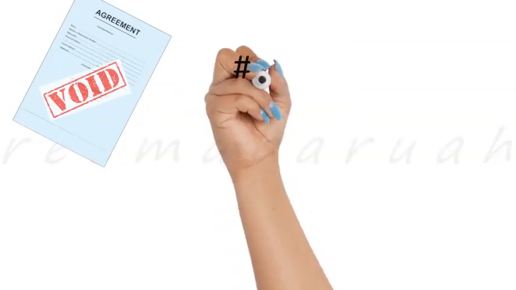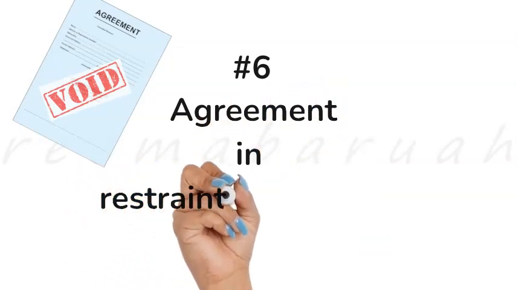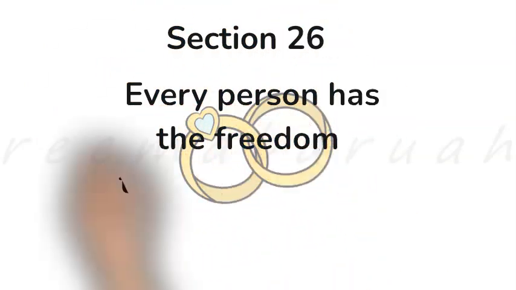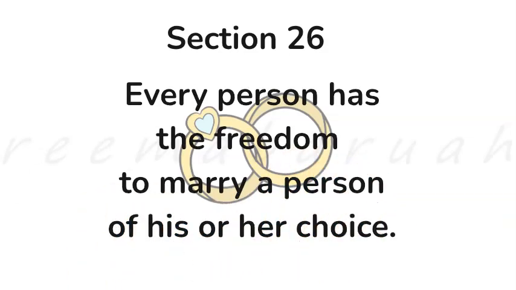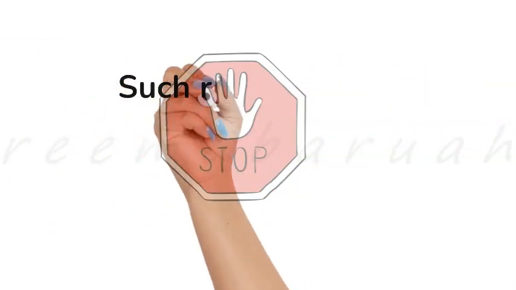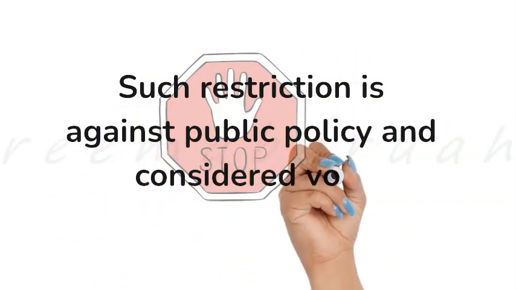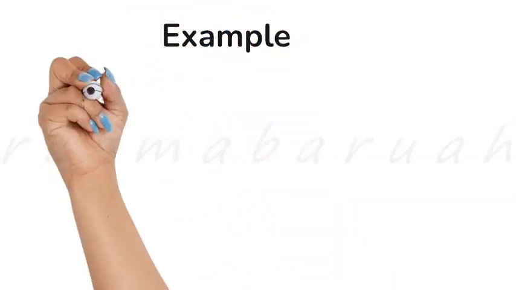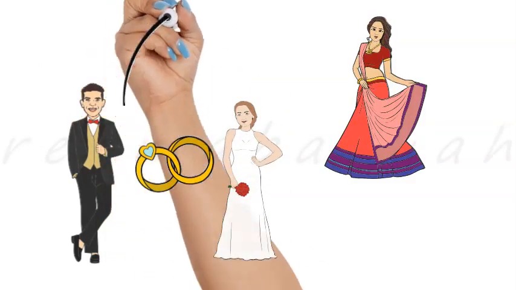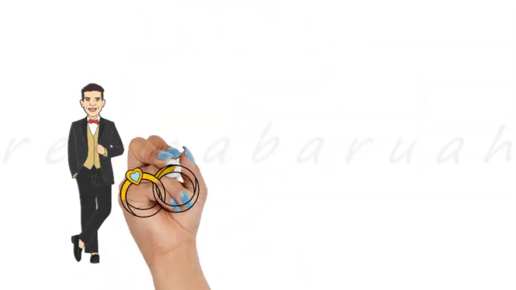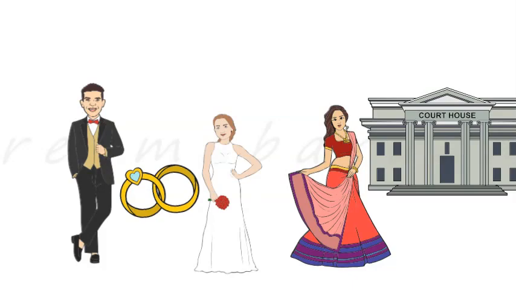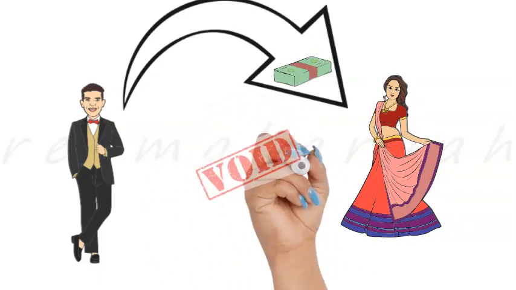Now we move on to our next void agreement, that is agreement in restraint of marriage. Section 26 says that every person has the freedom to marry a person of his or her choice, and no one can put restrictions on the freedom of the person for marriage, and such restriction is against public policy and considered void. Example: Majnu promised to marry no one else except Laila, and if he marries someone else, he will pay Laila a sum of rupees 2 lakhs. But Majnu married Juliet, and Laila sued him for the recovery of the amount he promised. But this agreement is void, so it cannot be enforced.